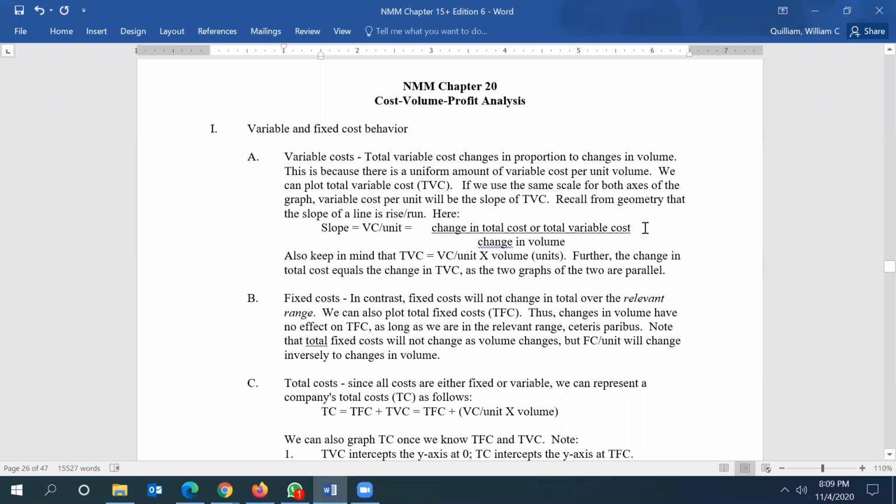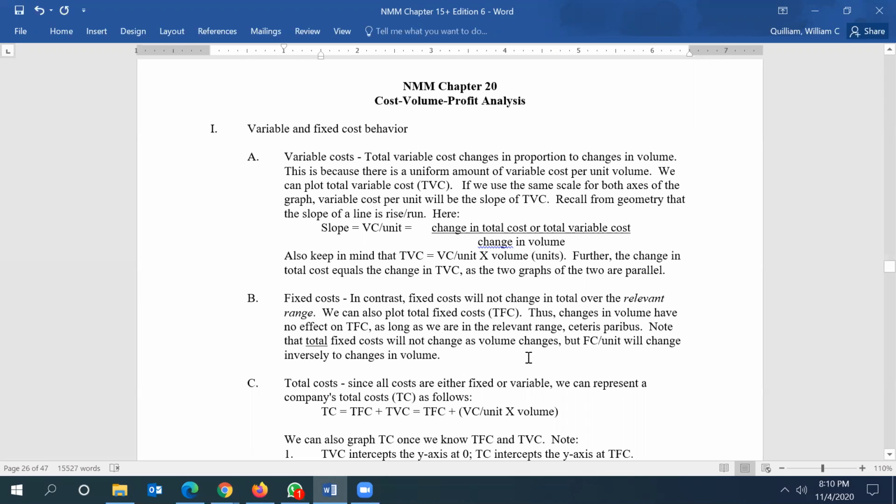Well, this equals the change in total cost or total variable cost. I'll show you the total cost line in a few minutes, divided by the change in volume. And we can bear in mind the total variable cost equals variable cost per unit times volume in units. And we'll see in just a few minutes that the change in total cost, we'll have a graph for that too, equals the change in total variable cost, excuse me, as the graphs of the two are parallel. And I will put this formula to work in just a little bit.